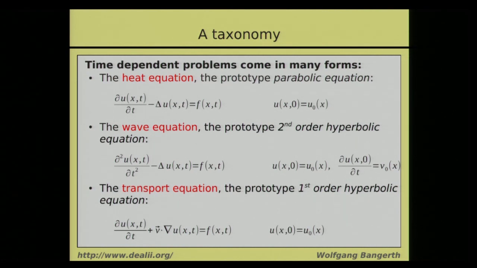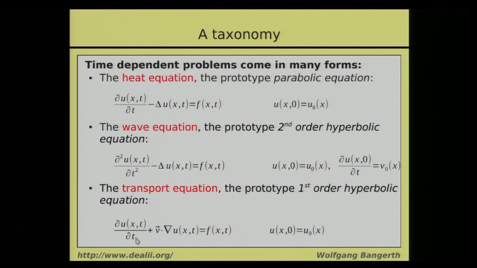And that's a fundamentally different character than the heat equation, and something that we will have to take into account when we discretize things. The third equation is what we call the transport equation, and it is the prototype for a general class of problems that we call first-order hyperbolic equations. Sometimes we refer to them as conservation laws. And so the transport equation looks like this.